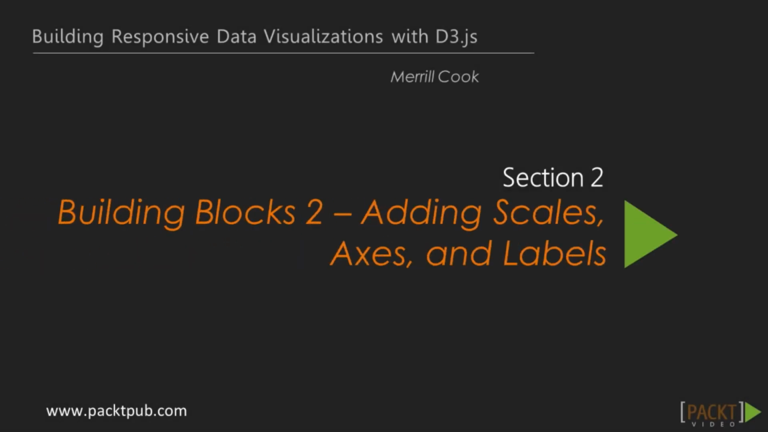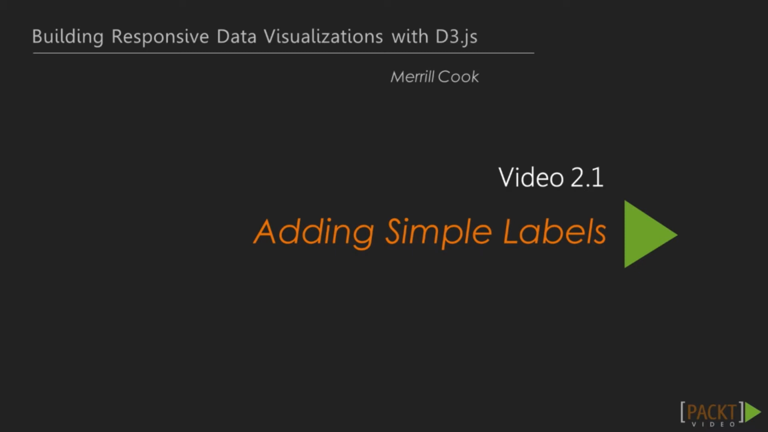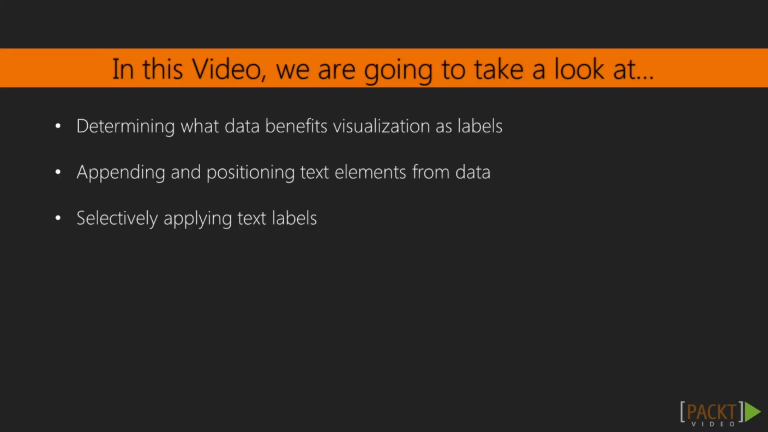Hi, welcome to Section 2, titled Building Blocks 2, Adding Scales, Axes, and Labels. In the last section, we covered some basics of non-interactive charts, including bar charts and line charts. In this video, we'll be adding simple text labels to our visualization. We'll also cover choosing what data makes a good label and when labels should be used.